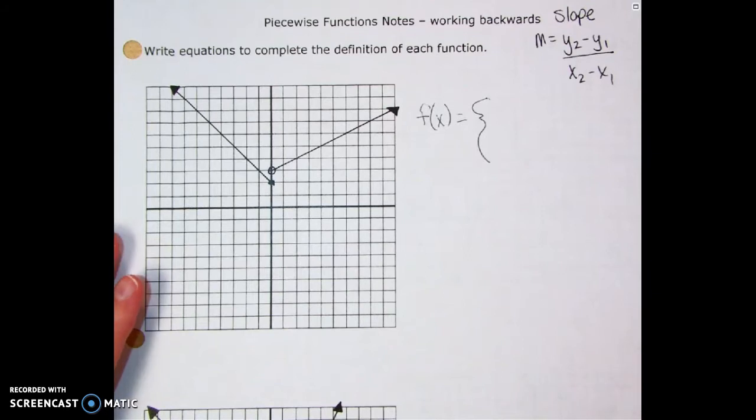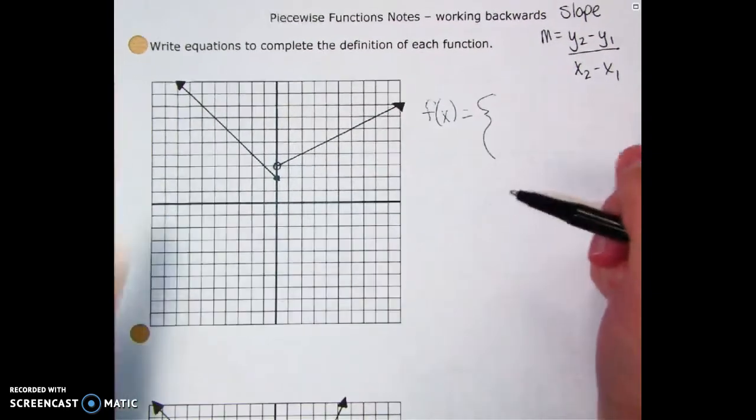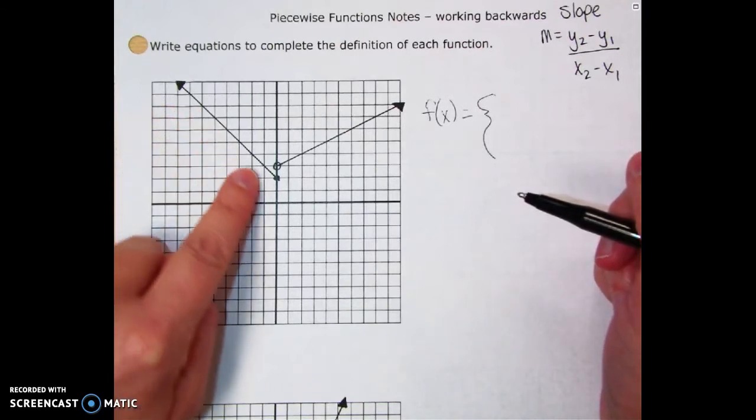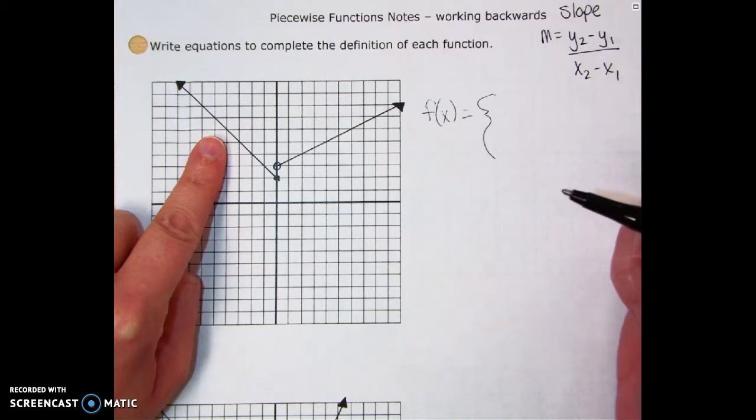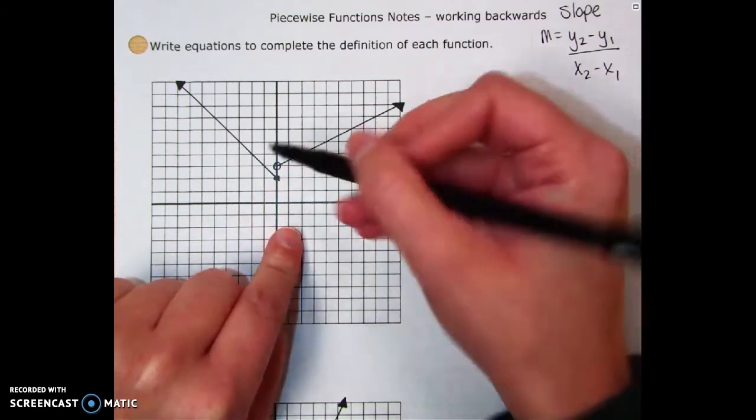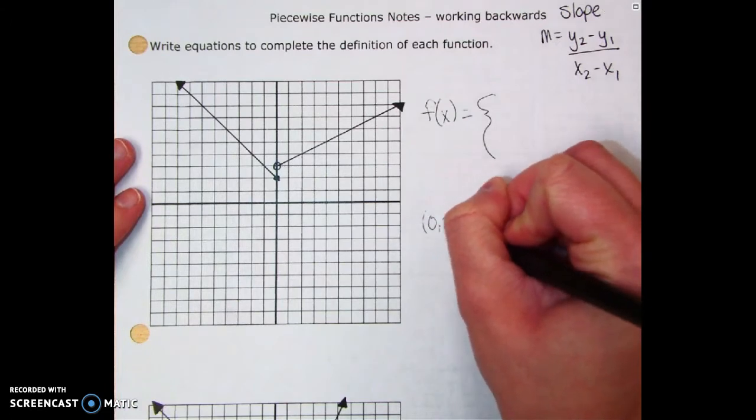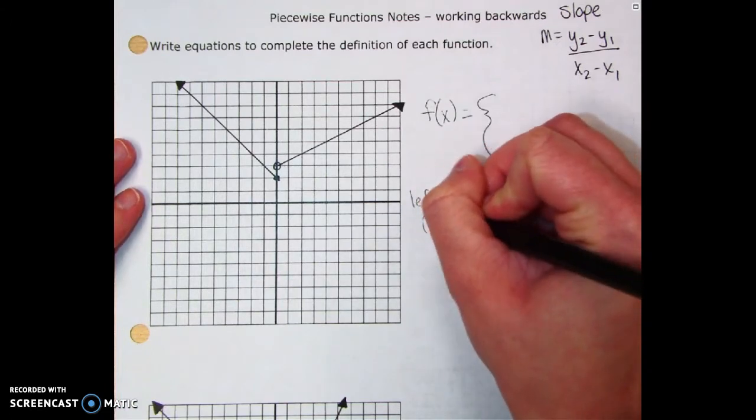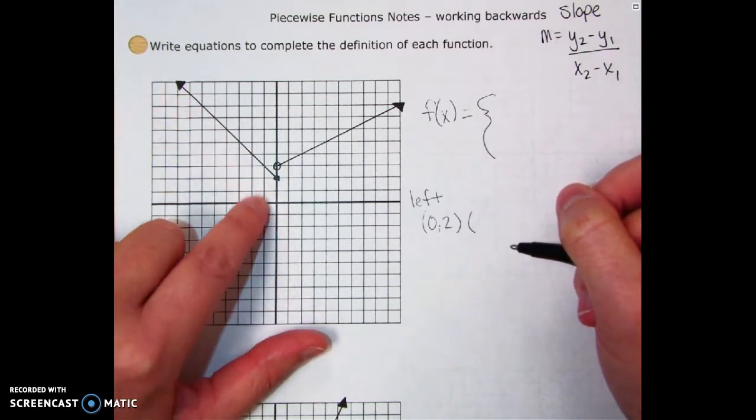Would you like me to do one to remind you how to do slope? Sure. Okay. What's one point that's on this line? A point. You're saying 1, 3 is on that line? 0, 2. There we go. There's one of them. And this is for the line on the left. What's another point on this line? -1, 3.